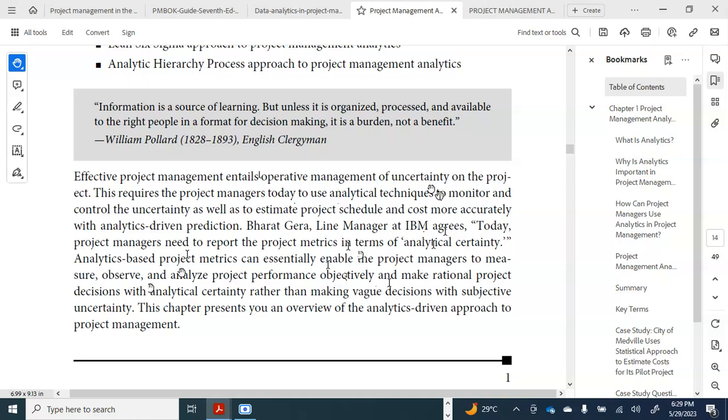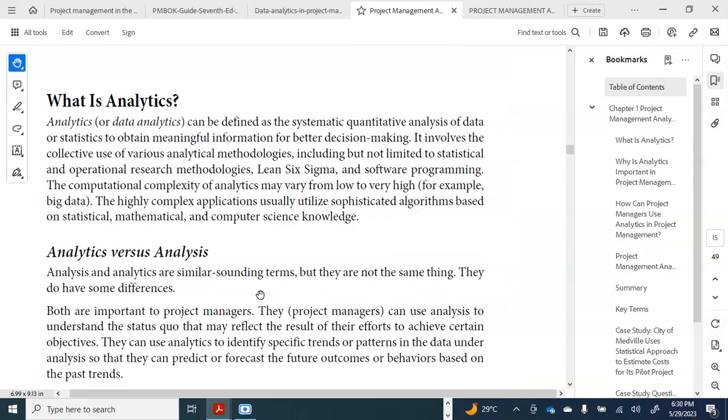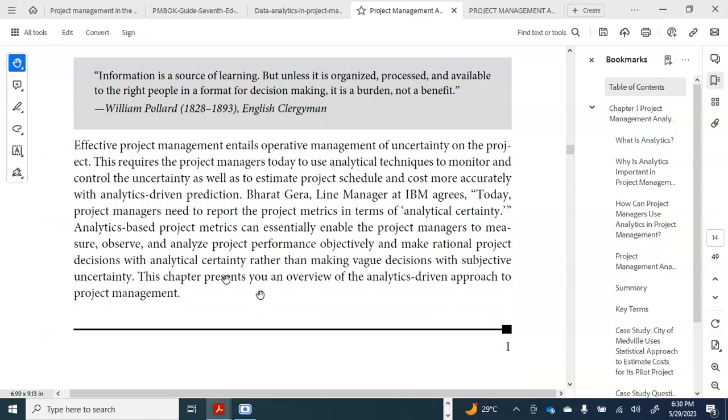So you see the main importance of analytics in our projects, right? So that is just on that note. This chapter presents an overview of the analytics-driven approach to project management.